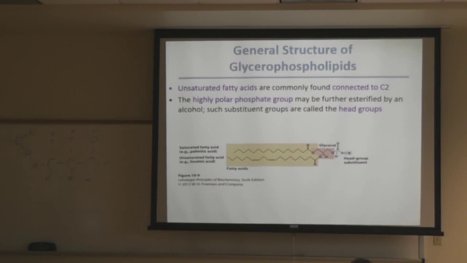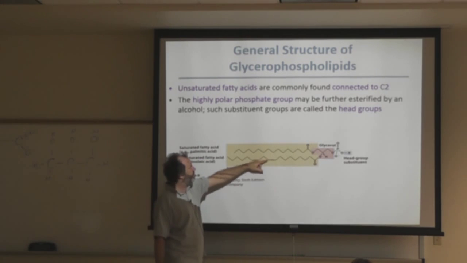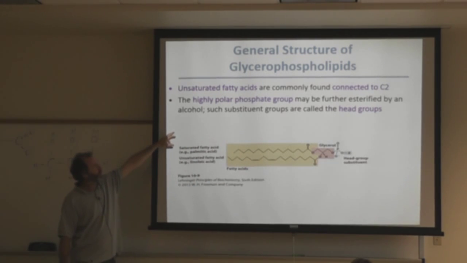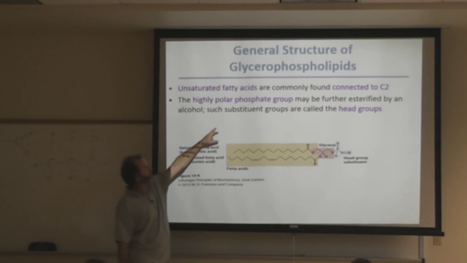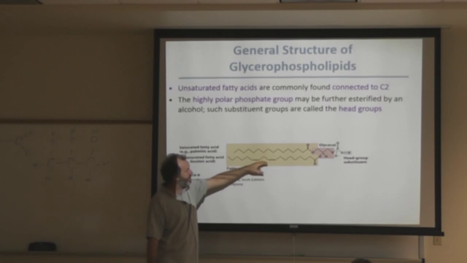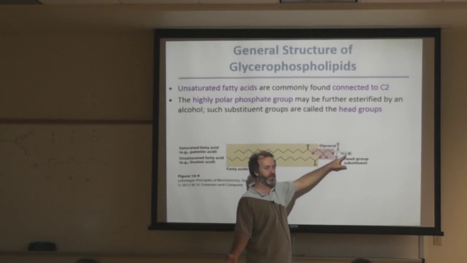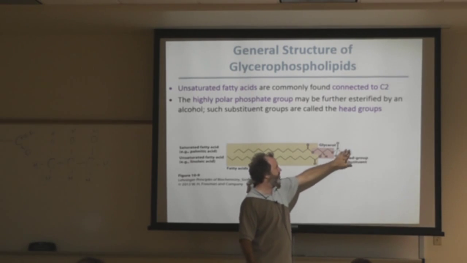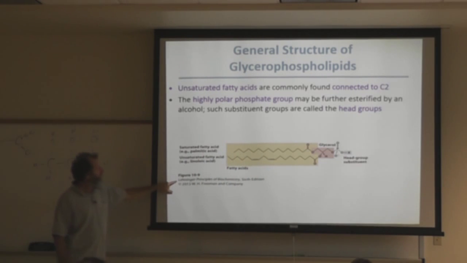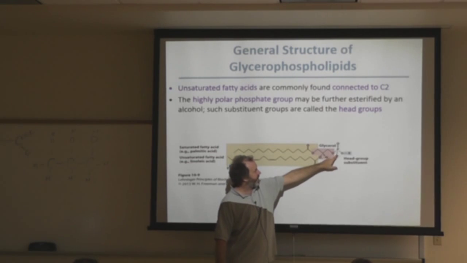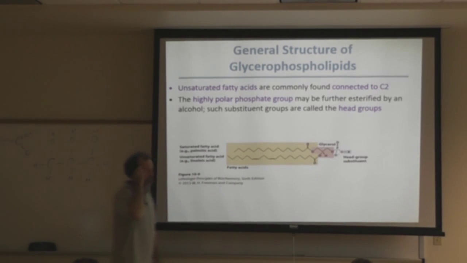So the general structure of glycerophospholipids: unsaturated fatty acids are found normally connected to the number 2 carbon, and then the highly polar phosphate group may further esterify with an alcohol. Those substituent groups are called the head groups. So you get another ester with a different head group, and that's where you get phosphatidylcholine, phosphatidylserine. Phosphatidylserine contains a serine esterified there, right? So you have the fatty acids on the number 1 and 2 carbons, and then a phosphate with a head group attached to the phosphate.